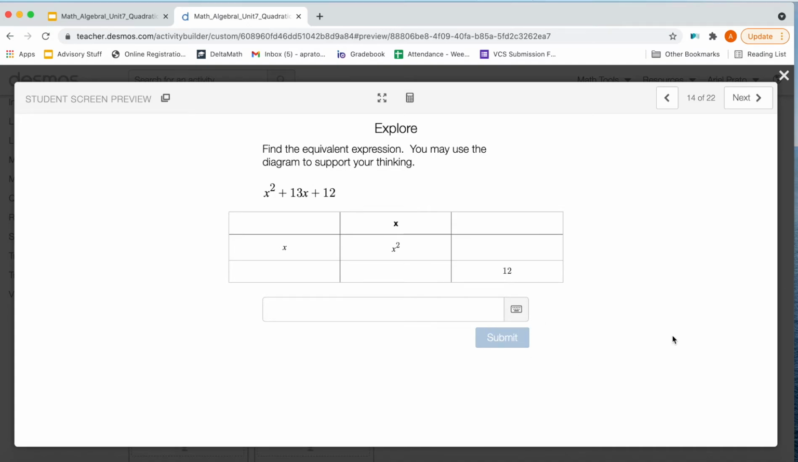So what's something that they could do if somebody's really stuck? Just give them the encouragement. Start listing out the factors of 12. What are numbers that I can multiply to 12? What are my possible choices I can put in these boxes? And then we test them out.